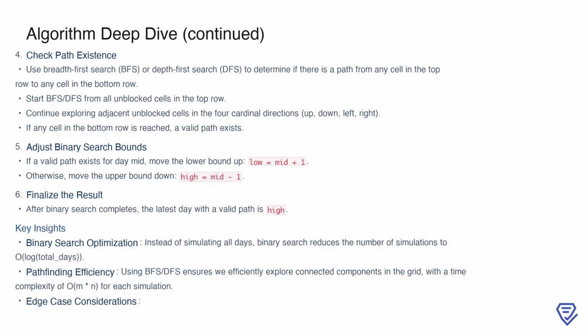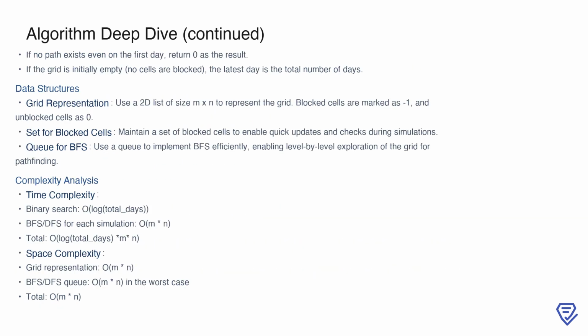This approach combines the efficiency of binary search with the localized exploration capabilities of BFS or DFS. By doing so, we optimize the process to find the result quickly, even for large grids and long time spans. In edge cases, if no valid path exists even on the first day, the result should simply be 0 because the grid is already impassable.